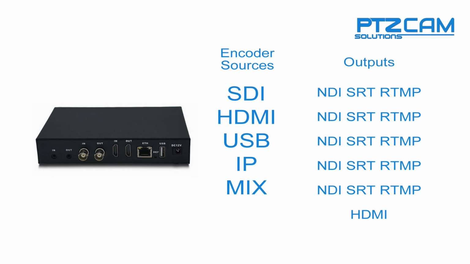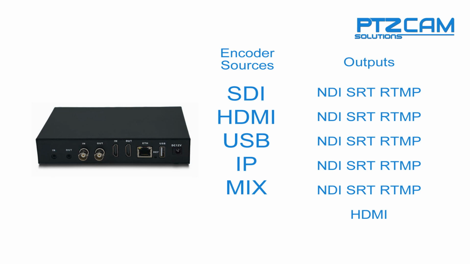And then the mix can be output by NDI or HDMI or RTSP or SRT. So the mix has its own encoder. And this will make more sense when we get to the part where I actually show you how it works, but I want to walk you through it. So on the right here are the outputs. So each SDI, well, the SDI input has NDI, SRT, and RTMP out.